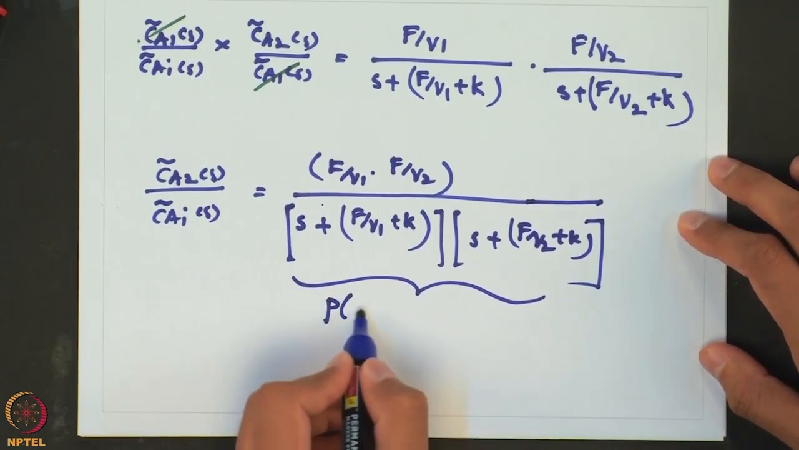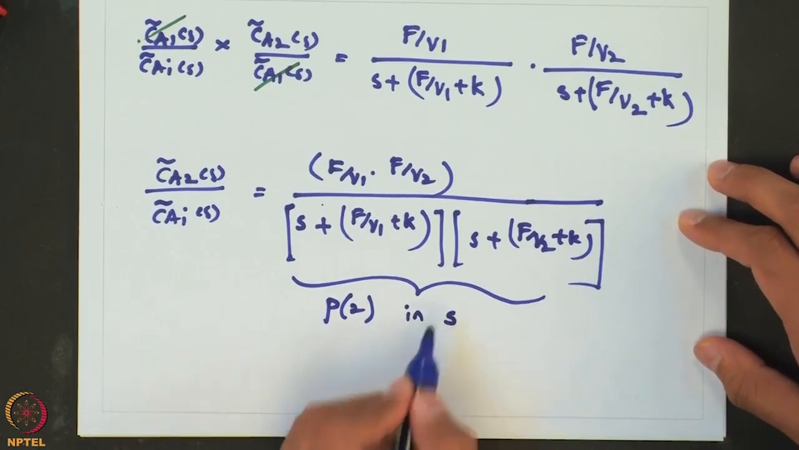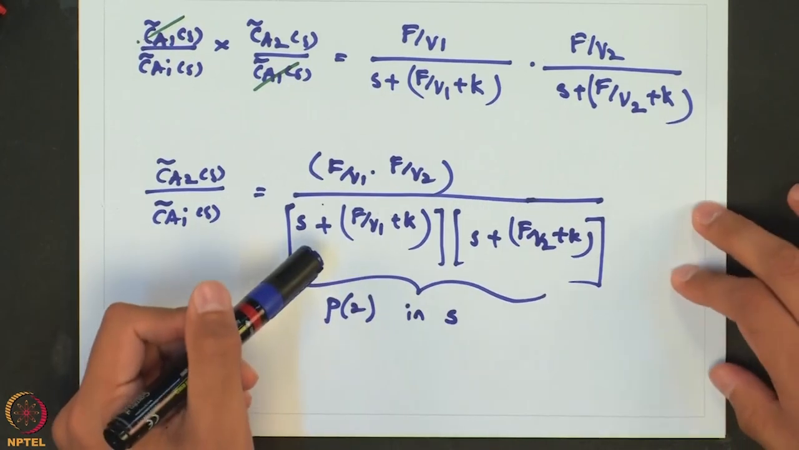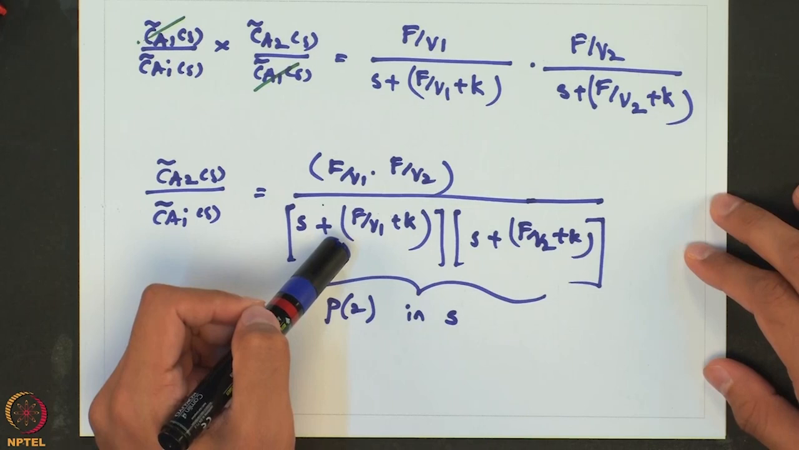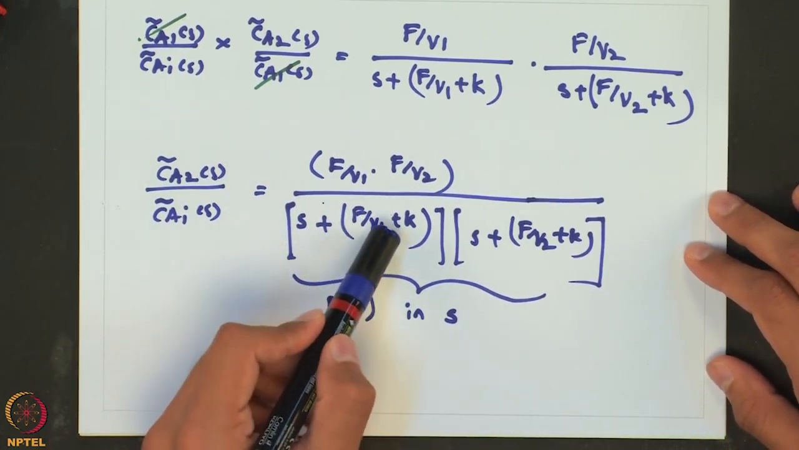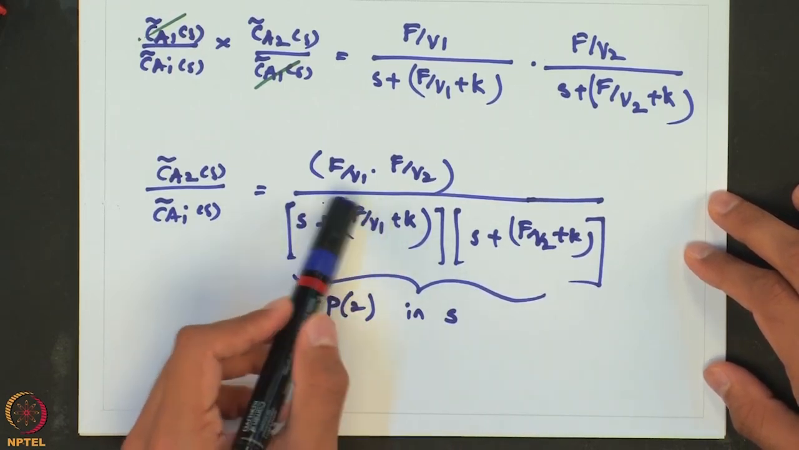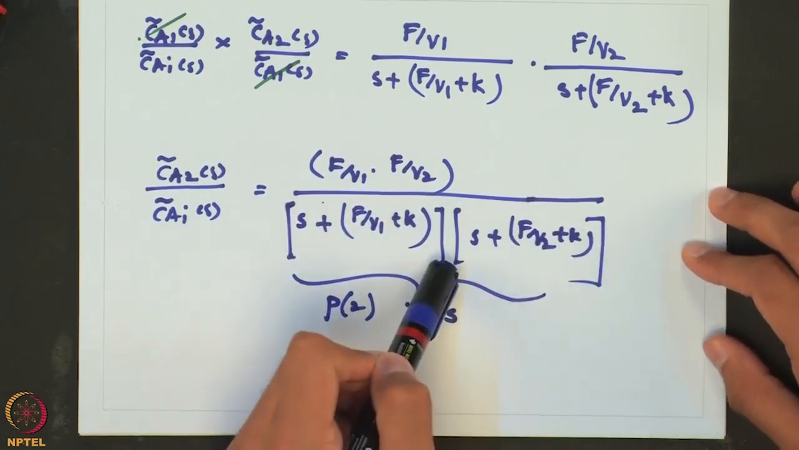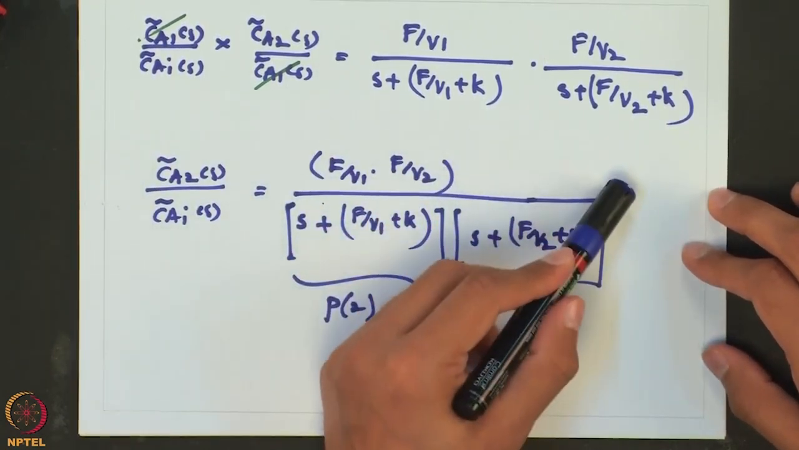which is a polynomial, a quadratic polynomial in S. So, it is a second order dynamical system. Now, here I am not trying to put it into the general form of tau square S square plus twice zeta tau S plus 1, because for that I need to have this coefficient to be 1, which would require me to take F over V1 plus K common from this side and F over V2 plus K common from this side, and then go to the top, and accordingly your gain will also have that multiplication factor.